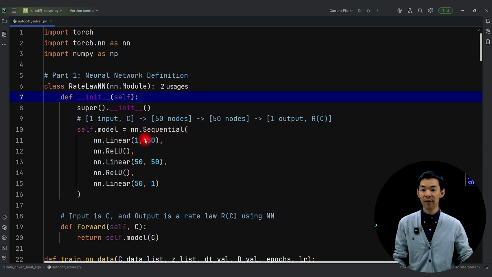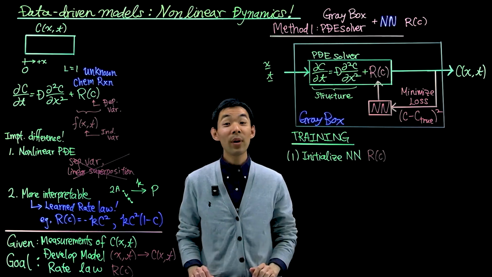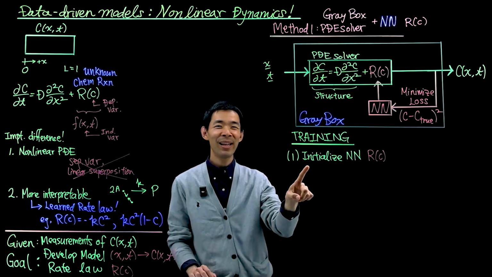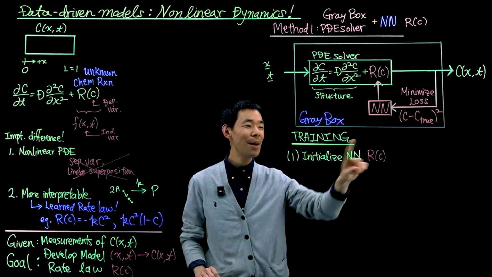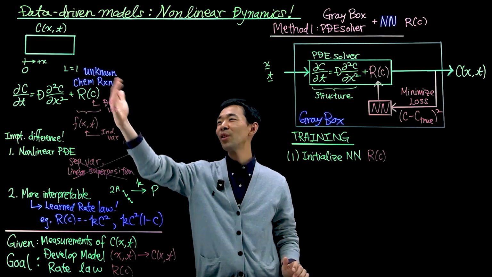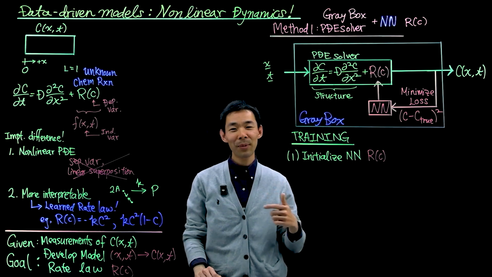So you can see here that there's one input going to 50 nodes going to another 50 nodes going to the output of 1. Okay, so part one is defining the black box neural network. So training. Let's write down the different parts. What I just showed you in the script is an initialization of your neural network that maps concentration to some rate law, some unknown function as a function of our concentration C. Let's keep going in the script.